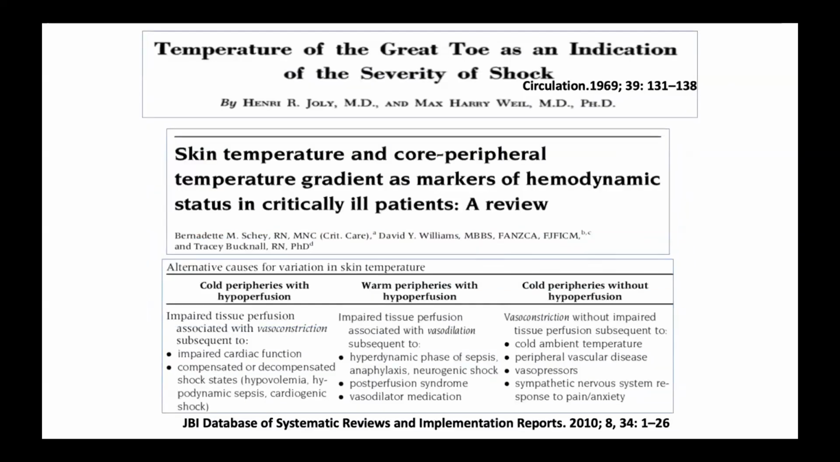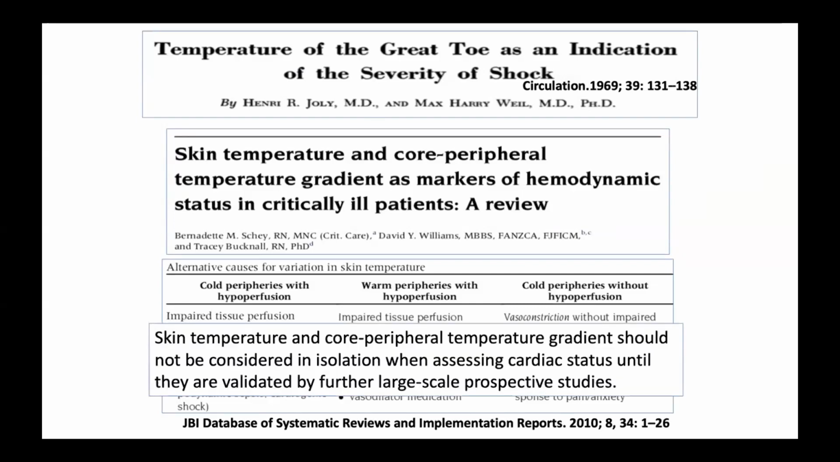Other important clinical parameters can be temperature of the great toe or skin temperature, and core peripheral temperature gradient as markers of hemodynamic status. Apart from hypovolemia itself, you can have cold peripheries without hypotension, and that limitation must be kept in mind when you are assessing the patient using these parameters.